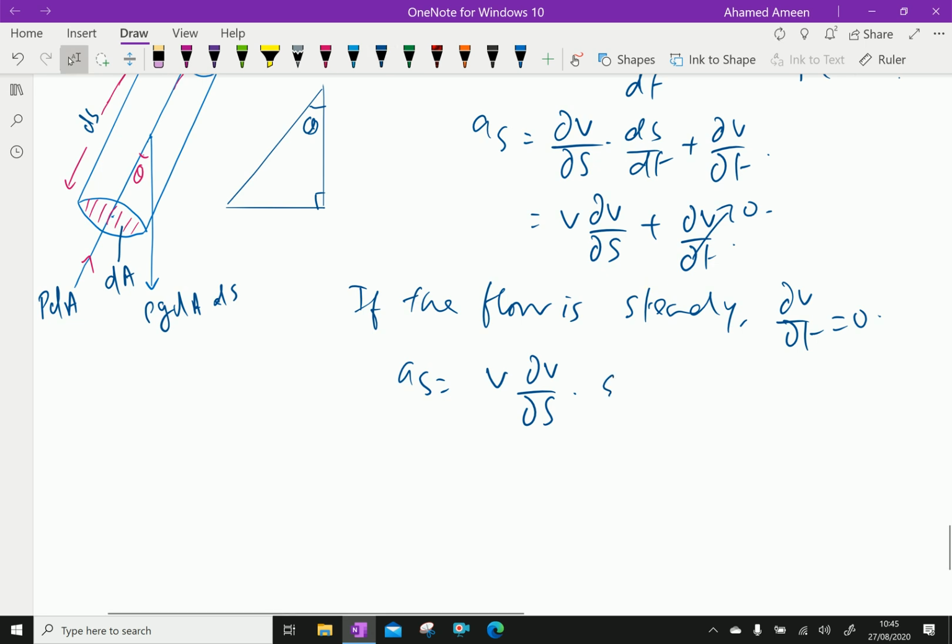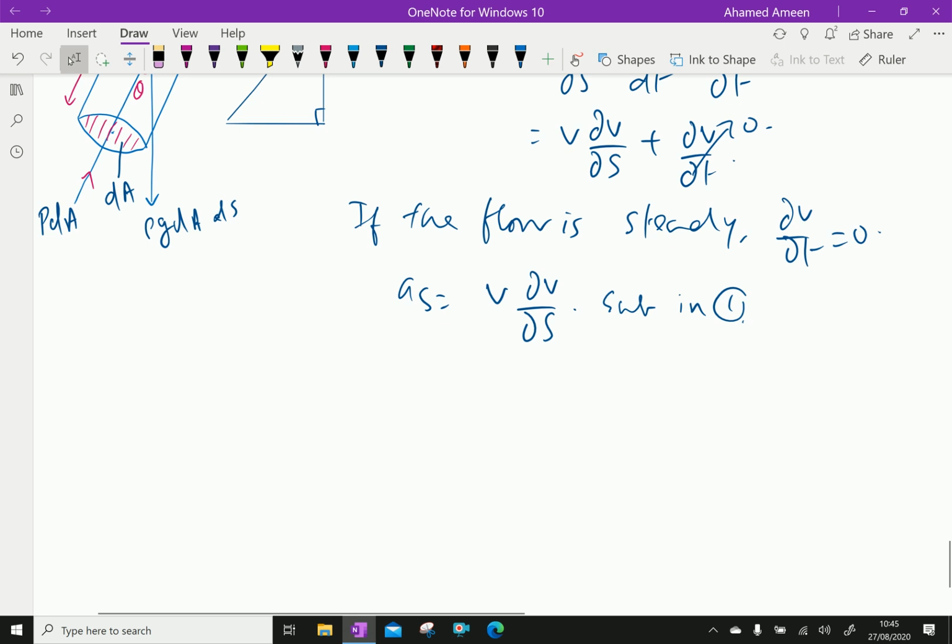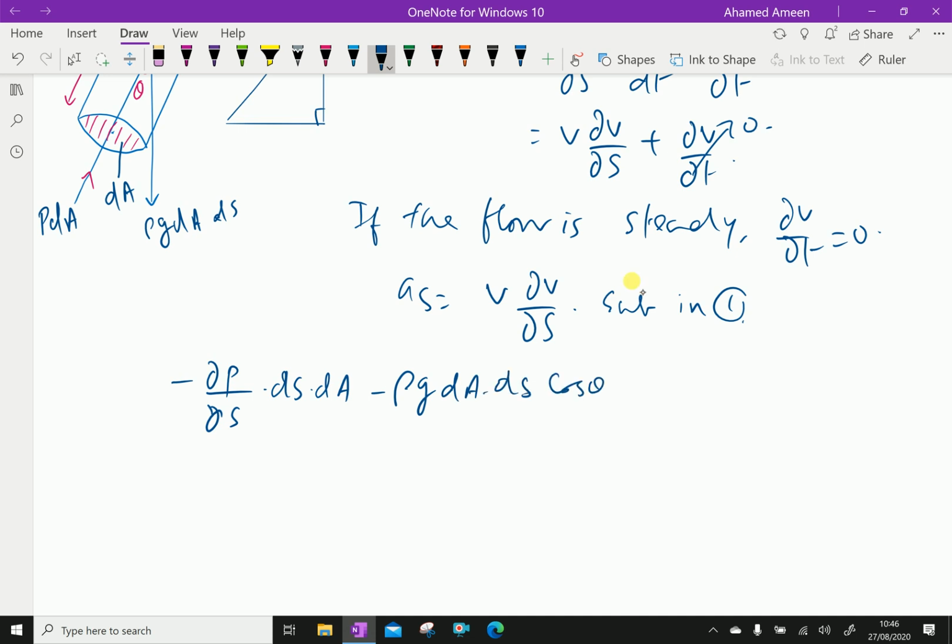Therefore a_s equals v dou v by dou s. Substituting this in equation 1, and simplifying, we get minus dou p by dou s into ds dA, minus rho g dA ds cos theta, equal to rho dA ds into v dou v by dou s.